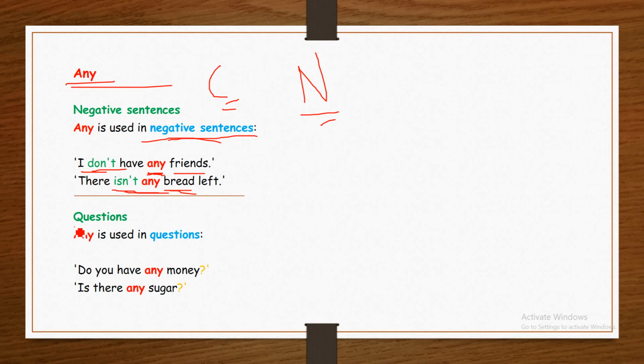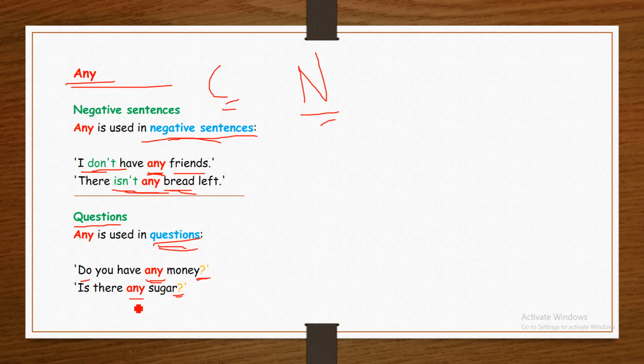Questions. Any is used in questions. Do you have any money? This is a question, and it ends with a question mark. Do you have any money?